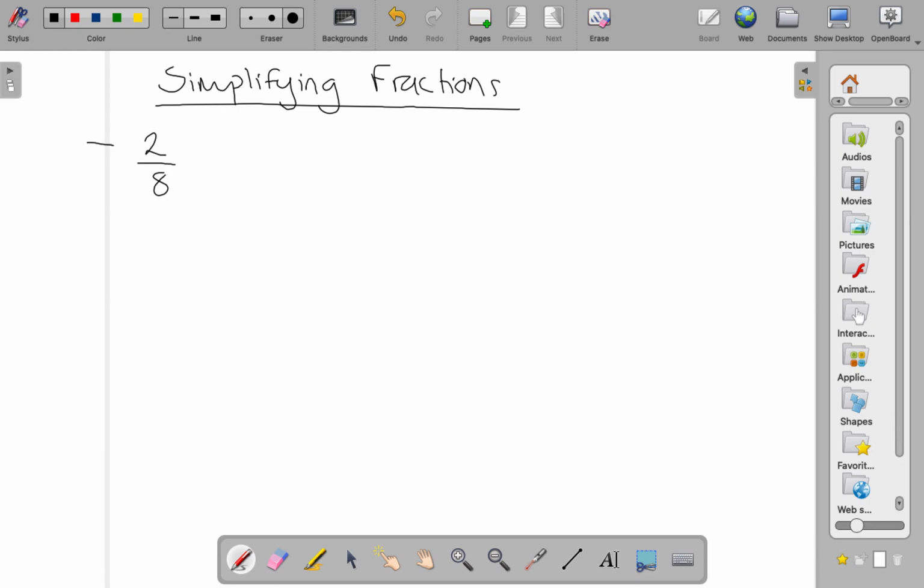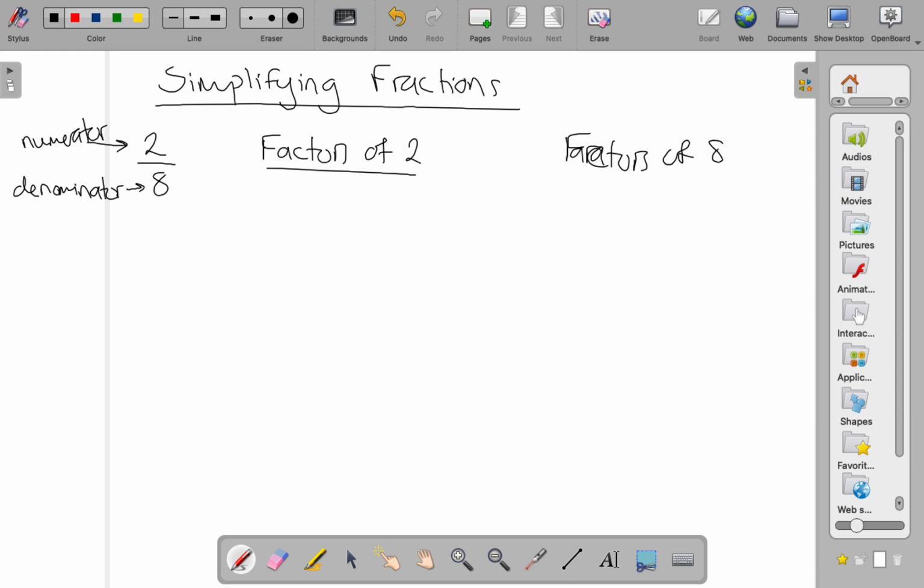So the top is the numerator, and then the bottom is the denominator. We want to make it so that the numerator and the denominator are as small as possible. So what we do is we look at all the factors of the numerator, so factors of 2, and then we'll do the same thing for the denominator, factors of 8.